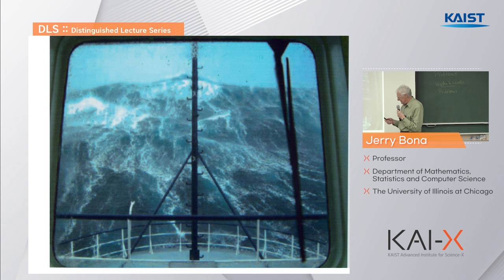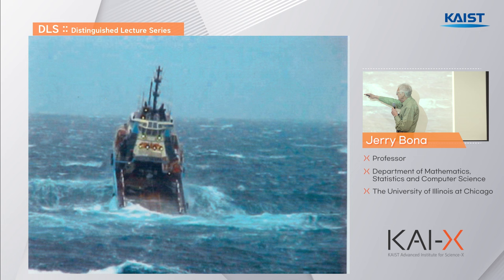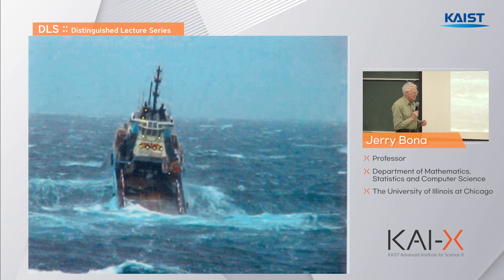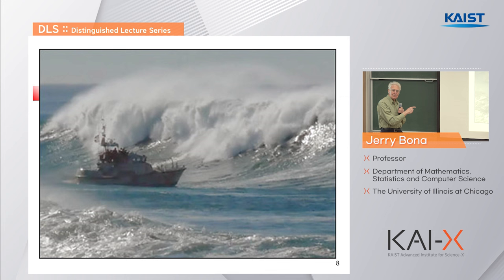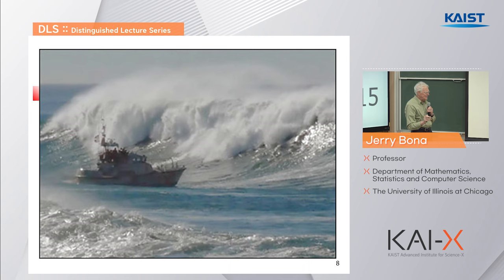This is a boat going into the trough of a rogue wave. It's a different one. It's not the one you just saw. Now, boats are built to withstand pressure. They're very strong, but they're not built to take this kind of flex. And that's what happens when you get a boat going into a trough like that. This, by the way, is shallow water. Those were deep water rogue waves. This is a shallow water rogue wave. They're possibly different. We'll talk about it.